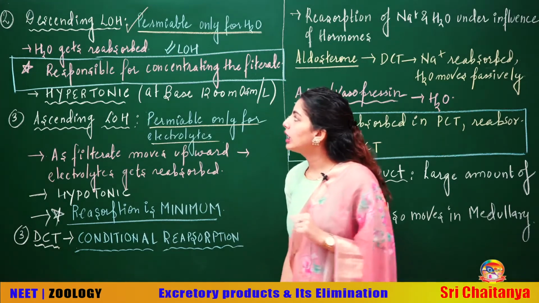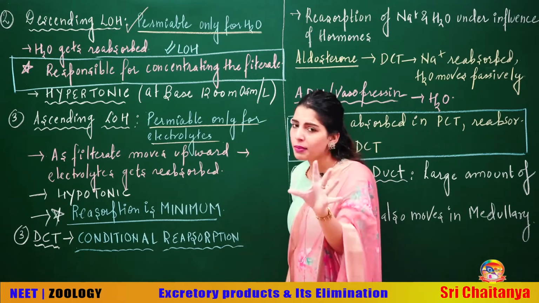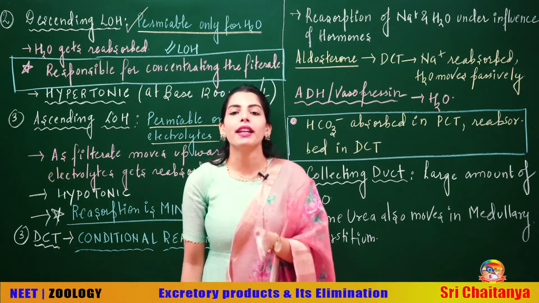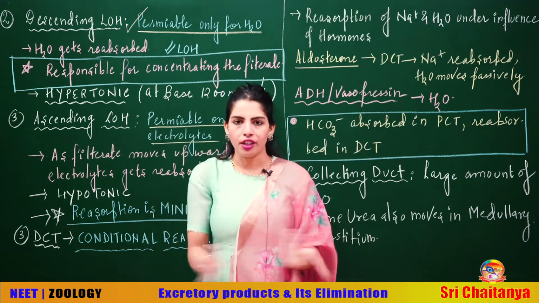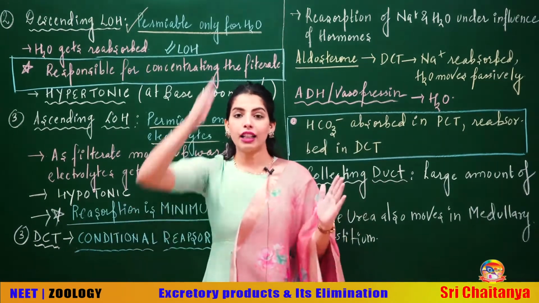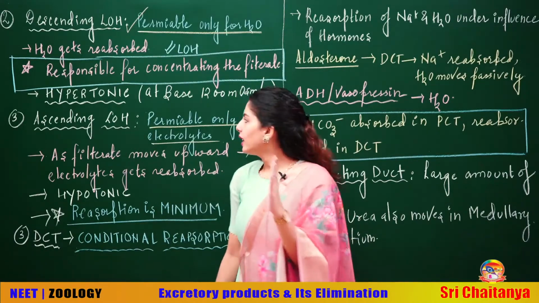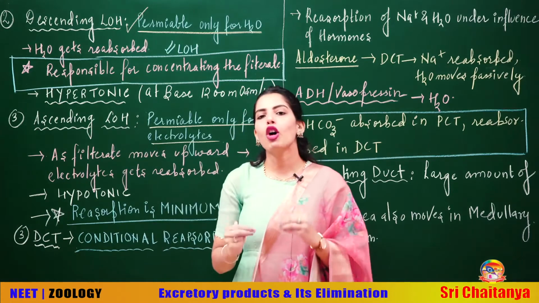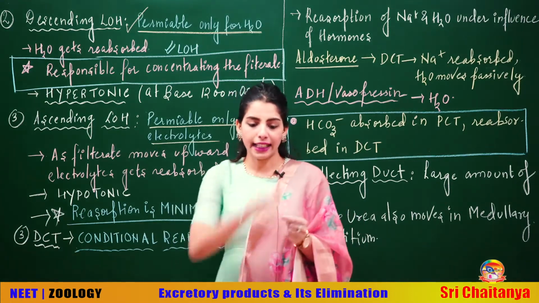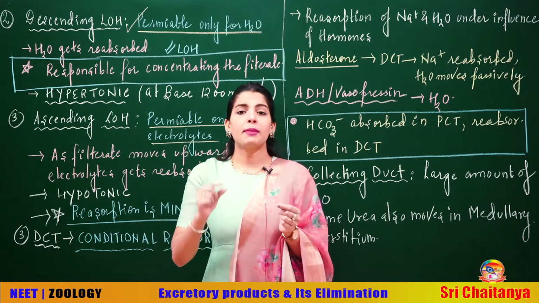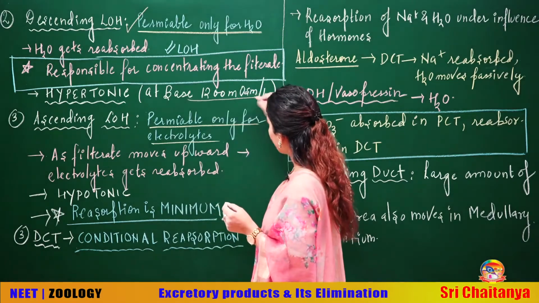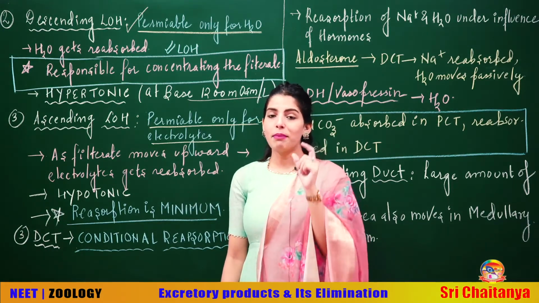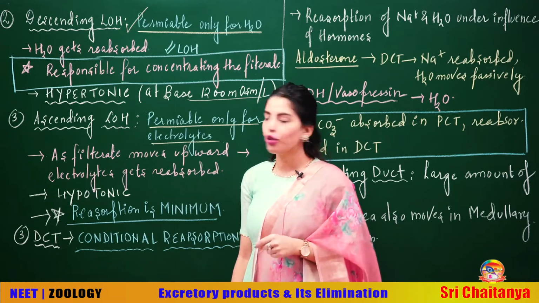Now talking about the descending loop of Henle, which is maximally permeable for water, as the filtrate is moving downwards, what are you reabsorbing? You are reabsorbing all the water. When you reabsorb all the water and the filtrate moves down, you will see that the filtrate is becoming hypertonic. Hypertonic means more concentrated. In fact, students, at the loop of Henle's base, you will see the maximum concentration, that is 1200 milliosmol per liter. That's the maximum concentration that you see at the base of the loop of Henle.